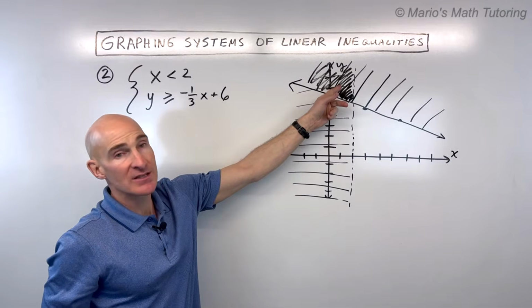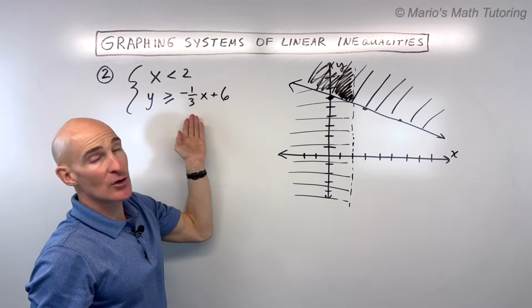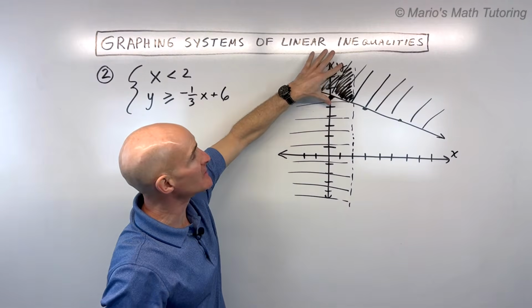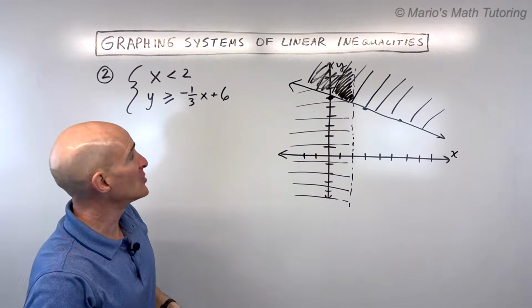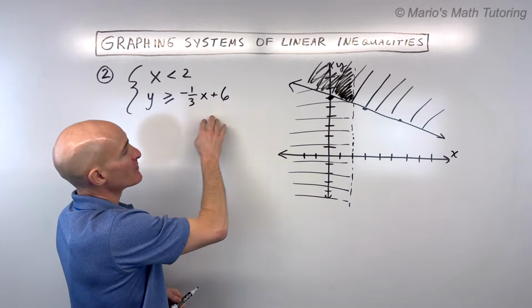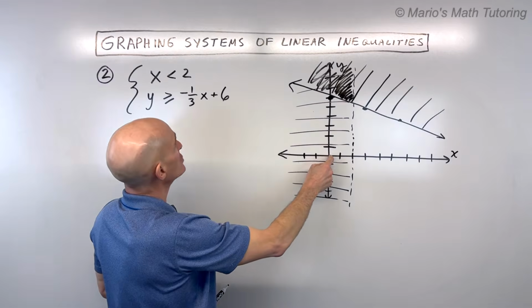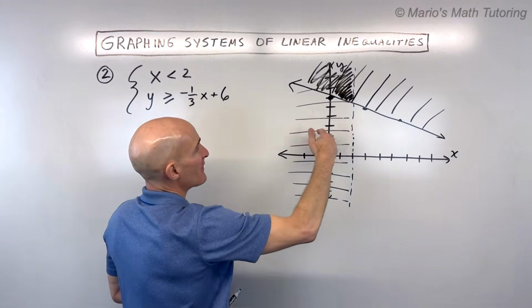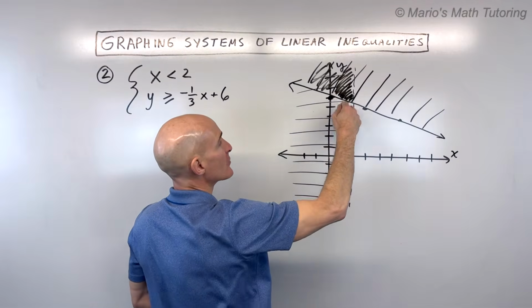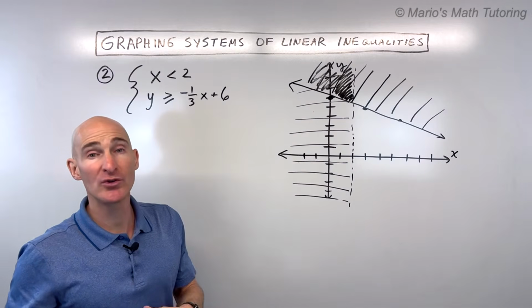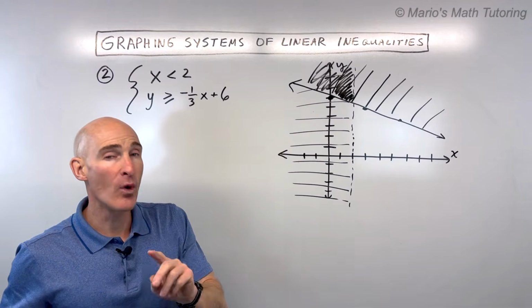So any point in this region will make both of these inequalities true, so it's a whole set of solutions. Now, again, I could use the test point method if I was to pick the point 0, 0 at the origin. If it's true, I would shade on that side of the line. If it's false, I shade on the other side. So that's another way to do it if you want to do it using the test point. Let's look at one last example.